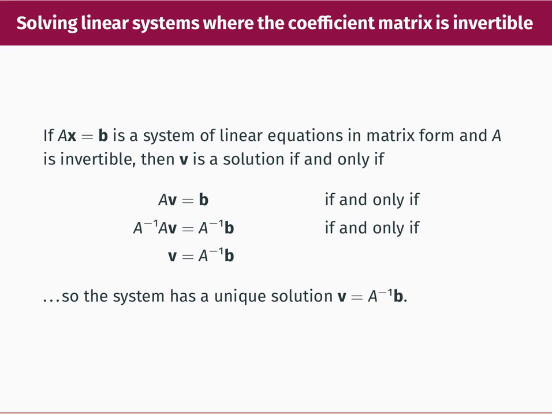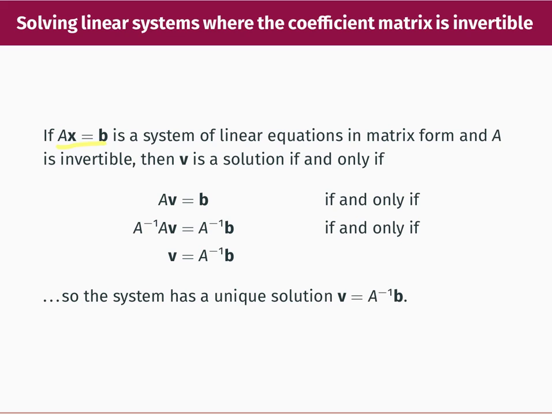Finally, let's look at solving systems of linear equations where there are the same number of equations as there are variables, and the matrix A in the matrix form is invertible. If you have a system of linear equations whose matrix form is Ax equals b, and the matrix A is invertible, then in fact there is a unique solution to this system.